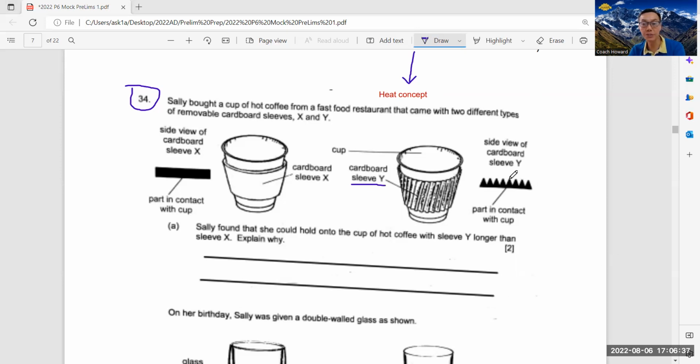So the logic behind it, you look at here, imagine you're holding here, your thumb is here. So on the right-hand side, you see only the tips of the sleeve touch your finger or your skin. So that means less heat is being conducted. Less heat. So you must mention that sleeve Y has less surface area in contact with the hand and the cup of hot coffee, compared to sleeve X. Okay, I adjusted the answer slightly. I just pasted it over here for you to understand first.